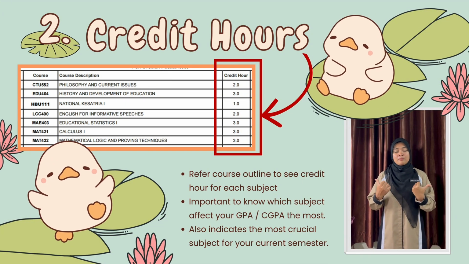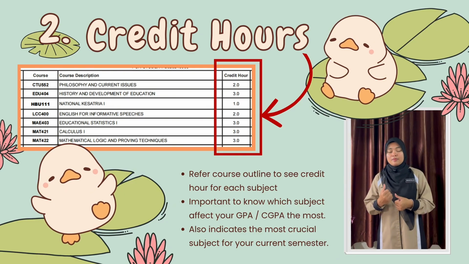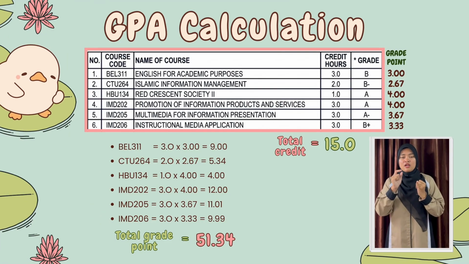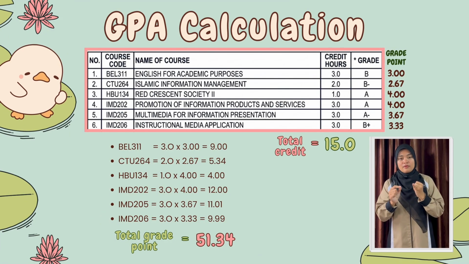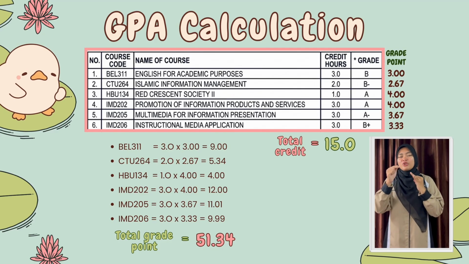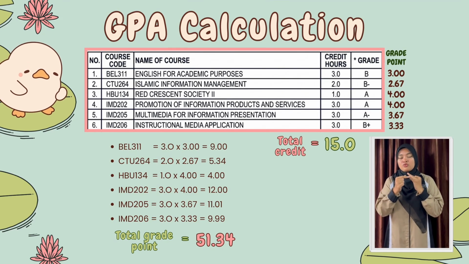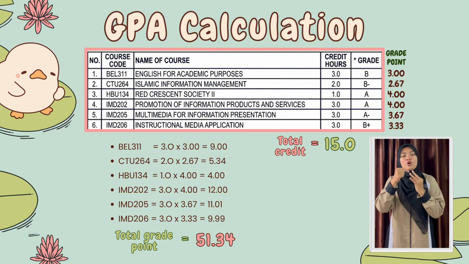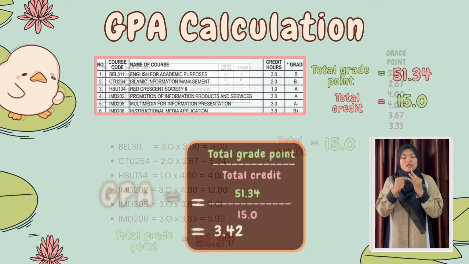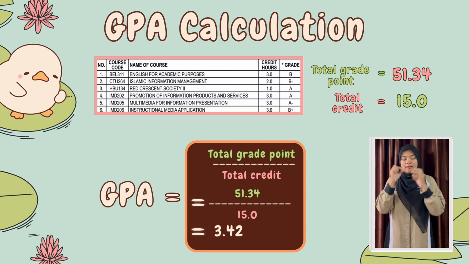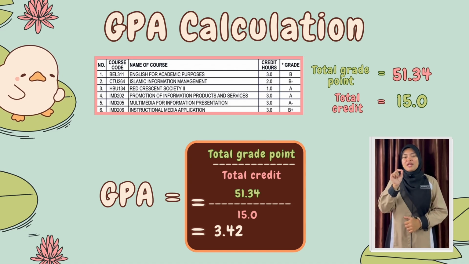And why is this important? Because you have to know the credit hours so that you can multiply them with your grade points to get your GPA or CGPA later. First, you have to assign every grade its grade points following the table just now. Second, you have to multiply the credit hours with the grade point that you gain for every subject. Next, you have to total up all of the grade points. Lastly, you have to divide the total points by the total credit hours. And boom, you get your GPA pointer.